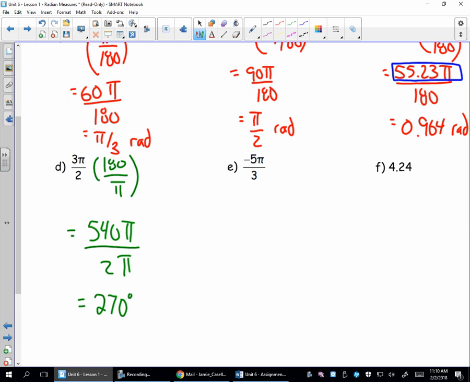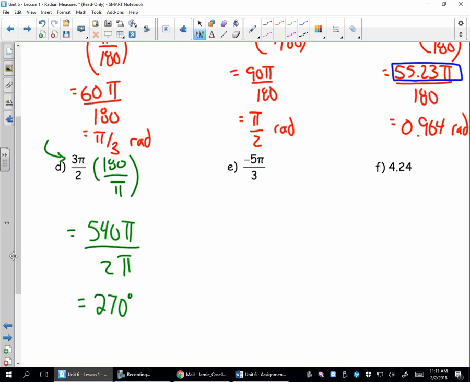Okay, just to point out to you something. If you have something bigger than 1, 3 over 2 is bigger than 1, right? We know that 1 pi is 180 degrees. So anything bigger than 1, anything bigger than pi should be more than 180 degrees. That's just a way of checking, am I on the right track?